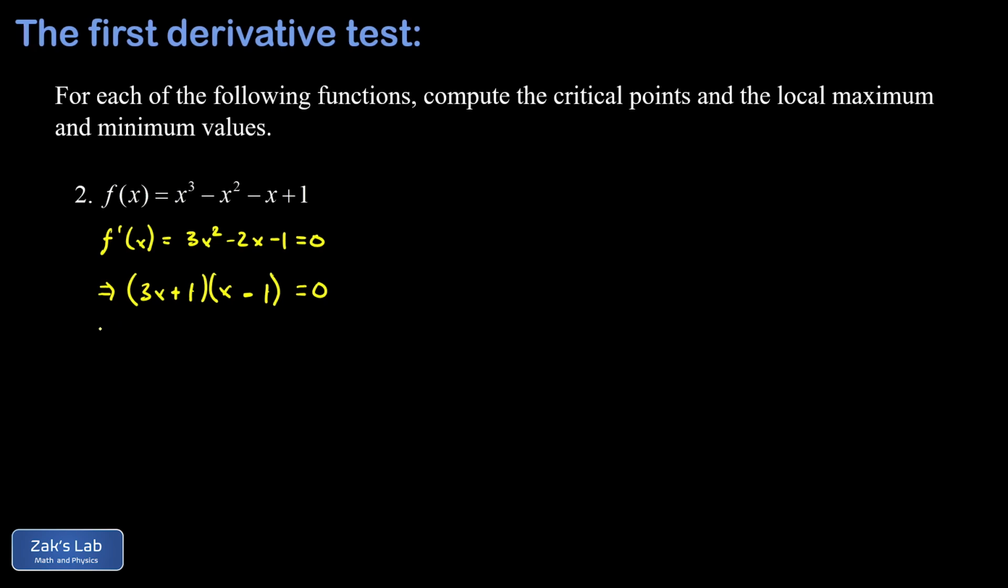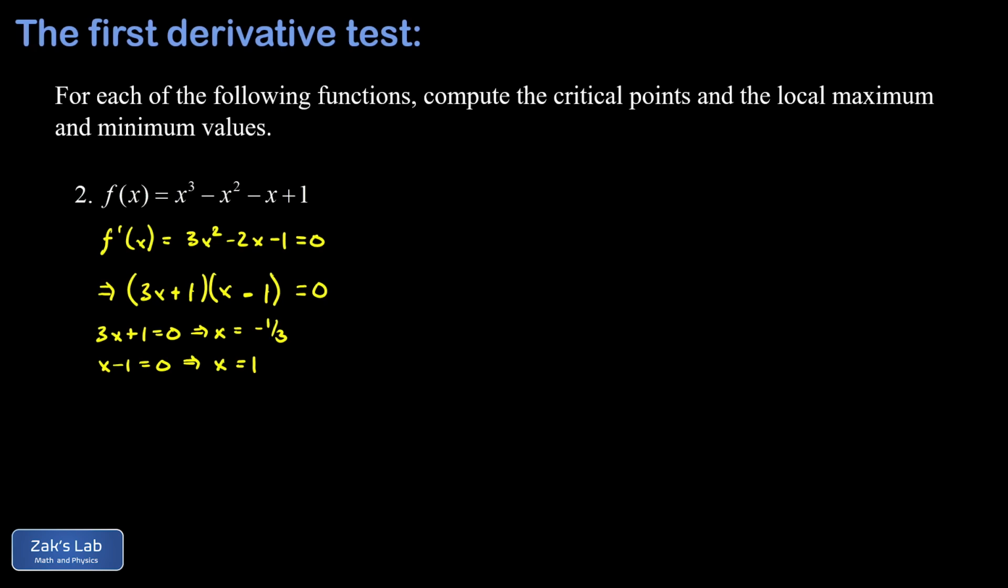So I get one solution when 3x plus 1 is 0. I subtract 1 and divide by 3, and I find that x is equal to negative 1/3. And I get another solution when x minus 1 is equal to 0. Adding 1 to both sides, that means x is equal to 1. So those are our critical points for this cubic function. I have two of them. And now I have to figure out how the sign of the first derivative is changing as I cross over each of these critical points.